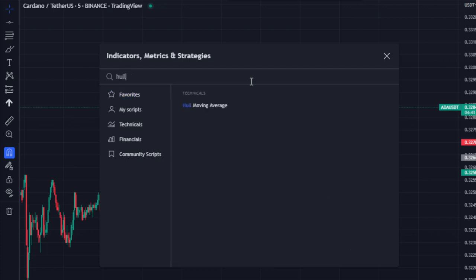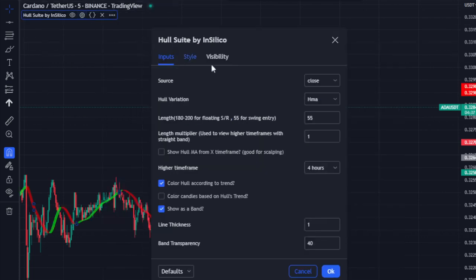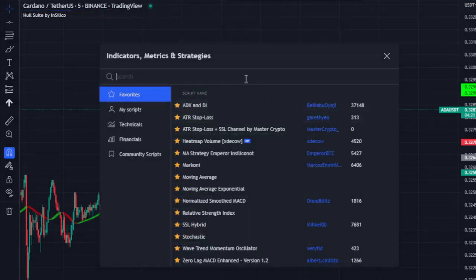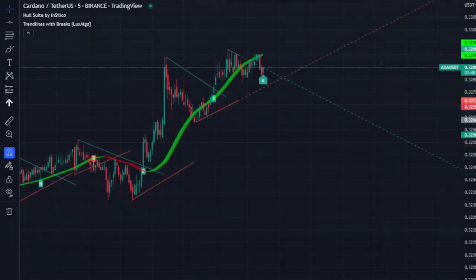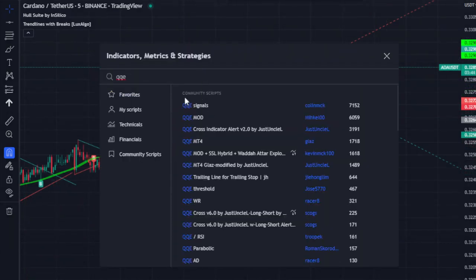First, we are going to add the whole suite created by In Silico to our candlestick chart. We are going to change the configuration. In the length multiplier we write 2 instead of 1. The second indicator is trendlines with breaks created by LuxAlgo, and we leave this indicator by default. And finally we are going to add the QQE modified by just Uncle L indicator.